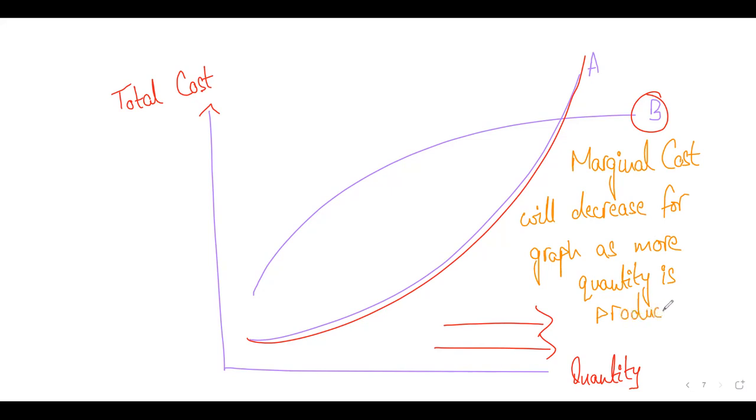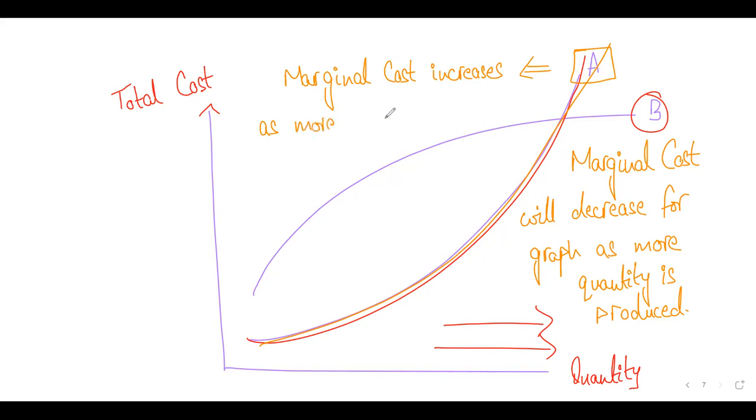And for graph A, it is the opposite. As more quantity is produced for graph A, marginal cost will increase because it is going like this. Are you getting me? For graph A, what is the explanation? Marginal cost increases as more quantity is being produced, because the graph is becoming more steep.